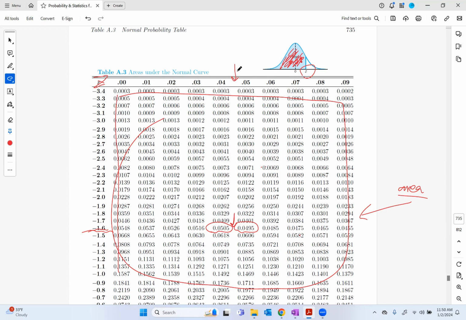Now we have found the critical value for Z alpha over 2. Z alpha over 2 is 1.645, and alpha is 10%, and alpha over 2 is 5%.